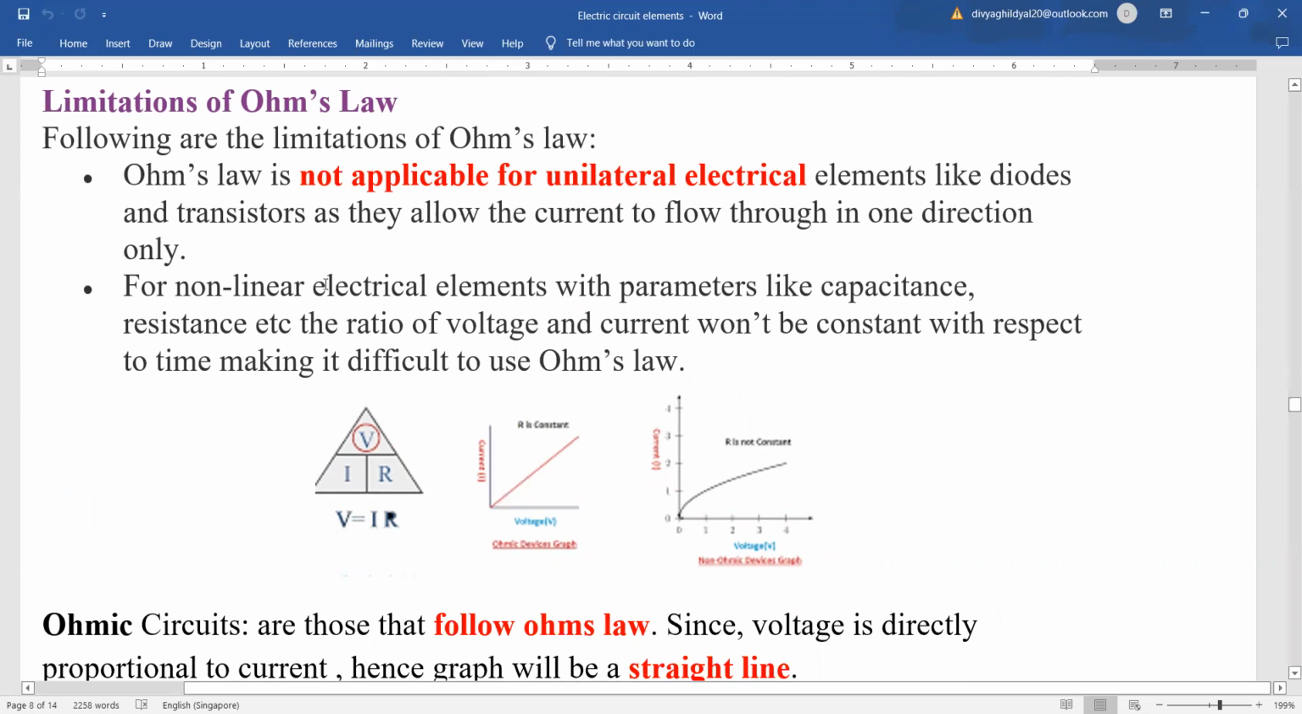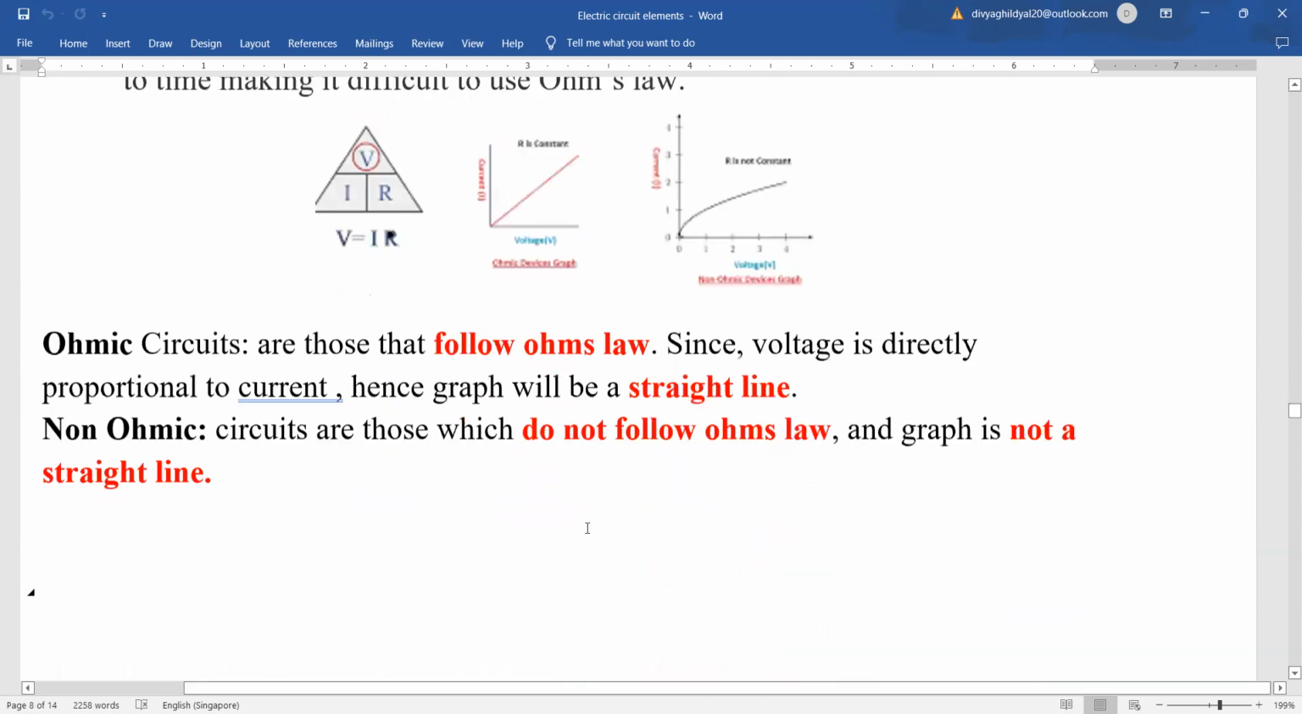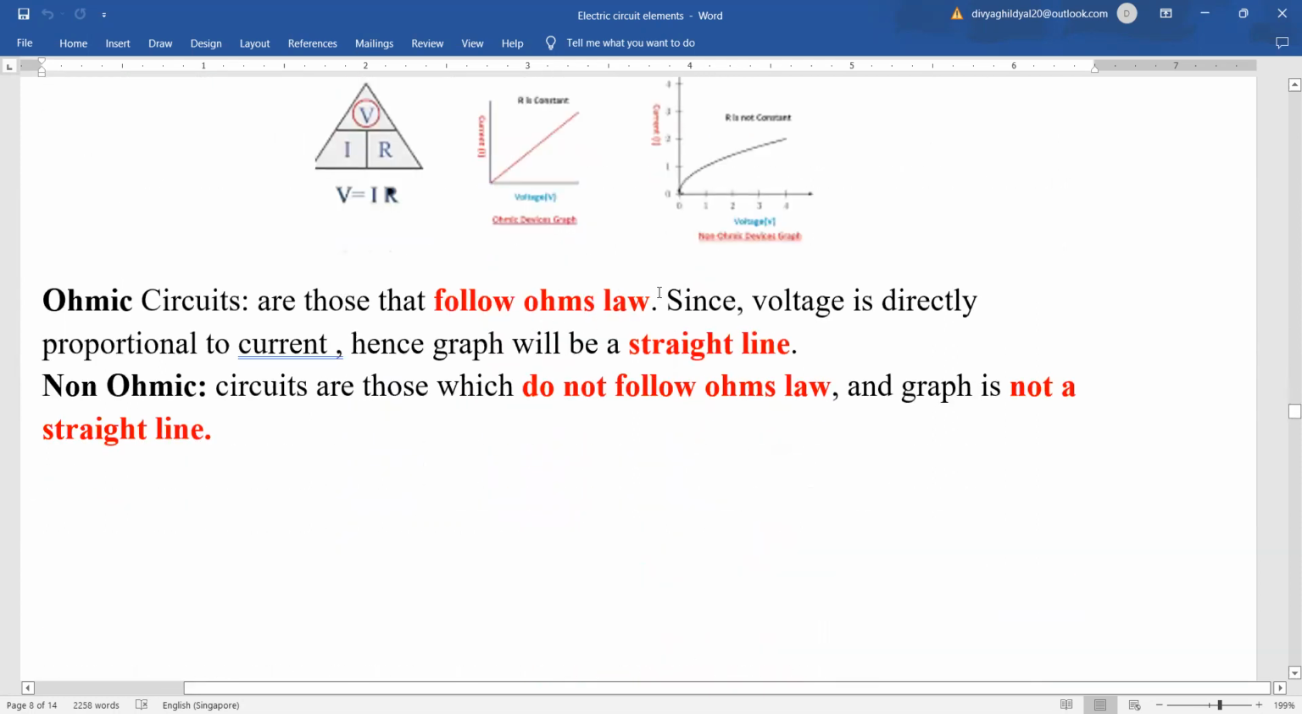For a non-linear electrical element with parameters like capacitor, resistance, etc., the ratio of voltage and current will not remain a constant. So, those circuits which follow Ohm's law are known as ohmic circuits, and their variation is a straight line. Whereas those circuits which do not follow Ohm's law show a non-ohmic variation, and the graph is not a straight line.